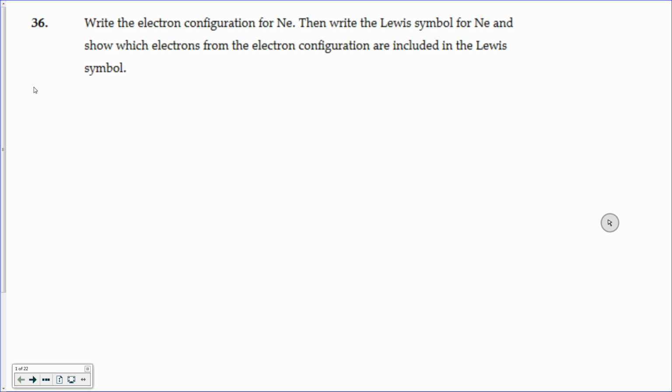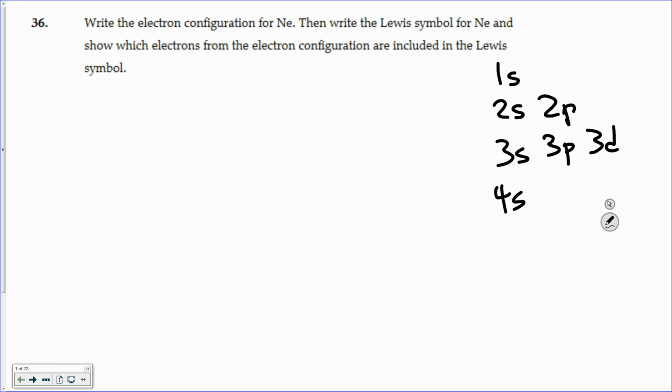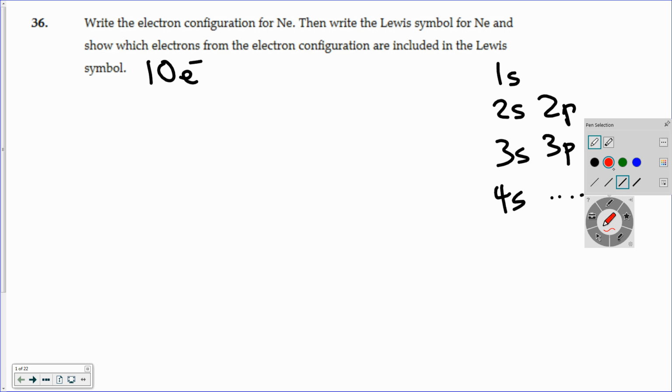So we want to be able to write electron configurations, and from electron configurations, we want to go to a Lewis symbol for neon, and then show the electrons from the electron configuration that are included in the Lewis symbol. So if I'm going to be able to do electron configurations, I have to be able to use the diagonal rule. Now, looking at neon, neon is atomic number 10, so that means there's only 10 electrons. So I don't have to go far down on the diagonal rule to put all these in.